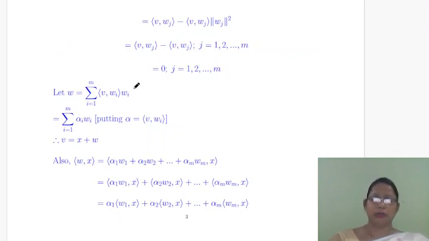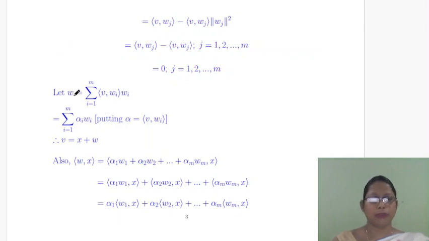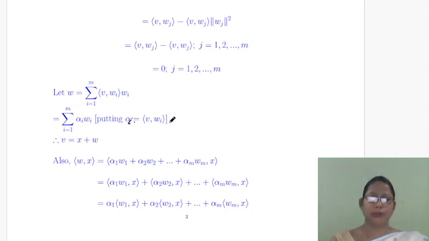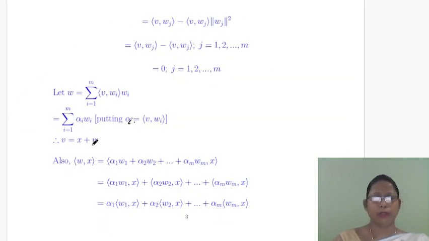Now I am considering this summation, i ranges from 1 to m of inner product of v, Wi times Wi, to be my w. Let w equal that term. Then put alpha i equal to inner product of v, Wi. This becomes the sum of i ranges from 1 to m of alpha i Wi. So our equation 1 becomes x equal to v minus w, that is, v equals x plus w.